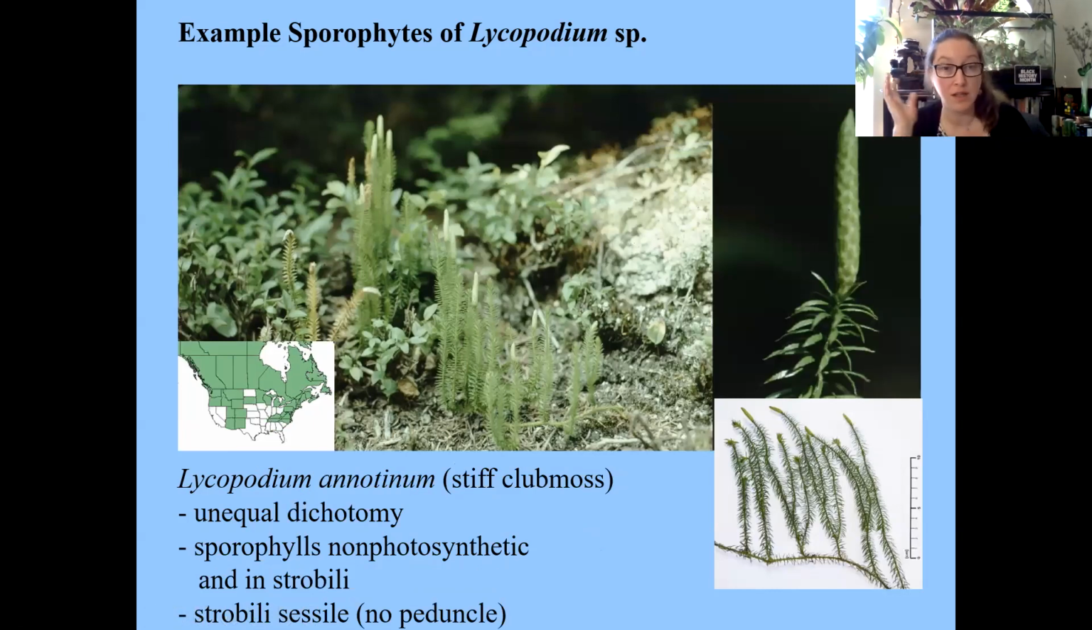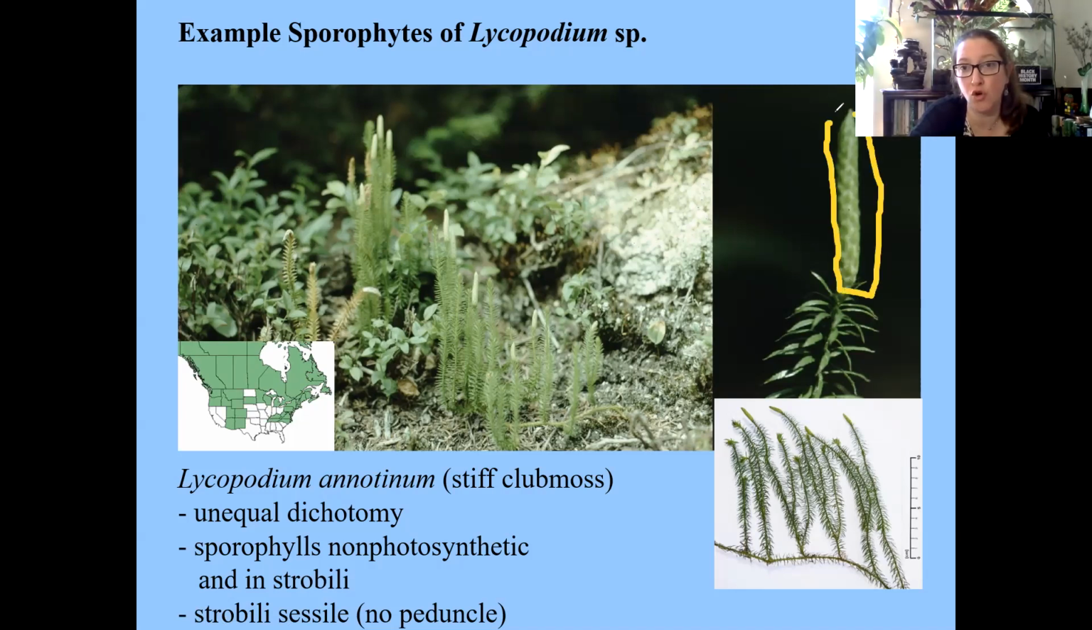Here's another one, Lycopodium annotinum. You can see the map there showing where it's normally found. Here now we have unequal dichotomy, which is a little bit more advanced. And we have strobili, or singular, strobilus. So here is one strobilus. A strobilus is an organization of all of the sporophylls, right?